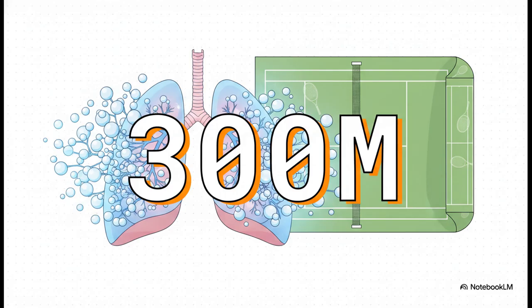Just to put that into perspective, if you were to flatten out all 300 million of these little balloons, they would cover a massive 80 square meters of surface area. That's roughly the size of a tennis court, just folded up inside your chest, dedicated entirely to gas exchange. It's incredible. Though, tragically, respiratory disorders like emphysema can actually destroy these delicate little balloons. That drastically reduces the surface area and makes every single breath a real struggle.